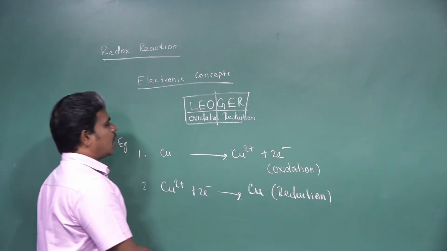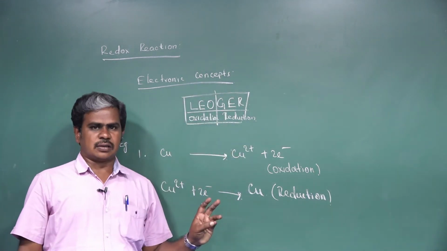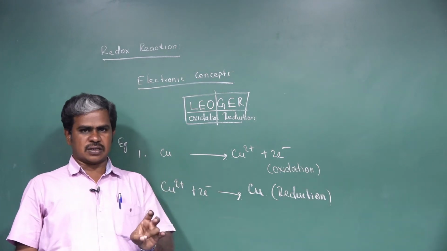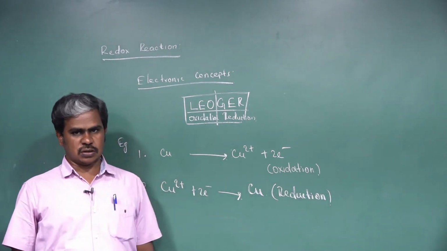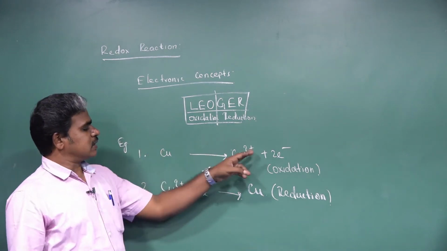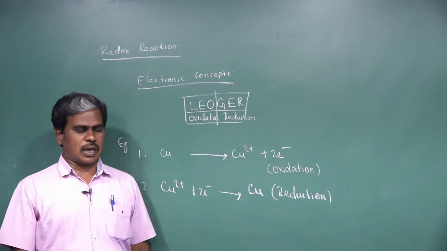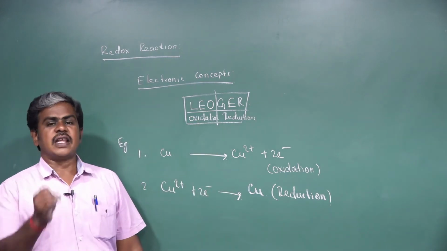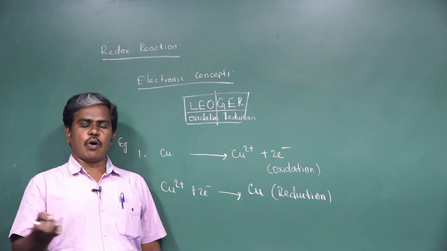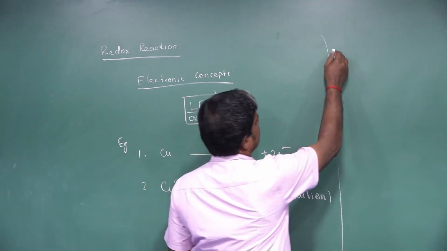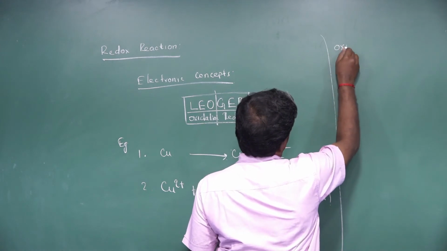So addition of oxygen is oxidation. Removal of hydrogen is oxidation. And loss of electron is oxidation. In the same way for reduction: addition of hydrogen, removal of oxygen and gain of electron. Now take oxidation number.